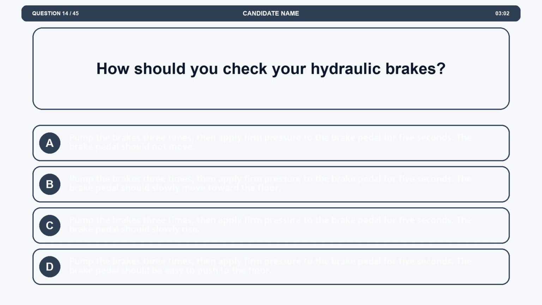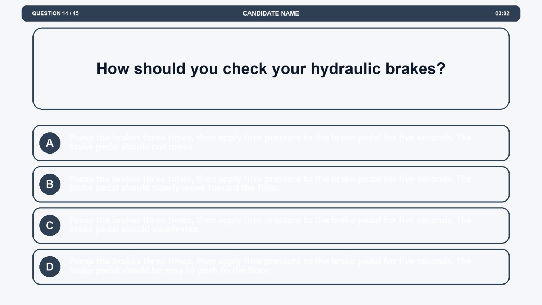Question 14. How should you check your hydraulic brakes? Option A. Pump the brakes 3 times, then apply firm pressure to the brake pedal for 5 seconds. The brake pedal should not move. Option B. Pump the brakes 3 times, then apply firm pressure to the brake pedal for 5 seconds. The brake pedal should slowly move toward the floor. Option C. Pump the brakes 3 times, then apply firm pressure to the brake pedal for 5 seconds. The brake pedal should slowly rise.